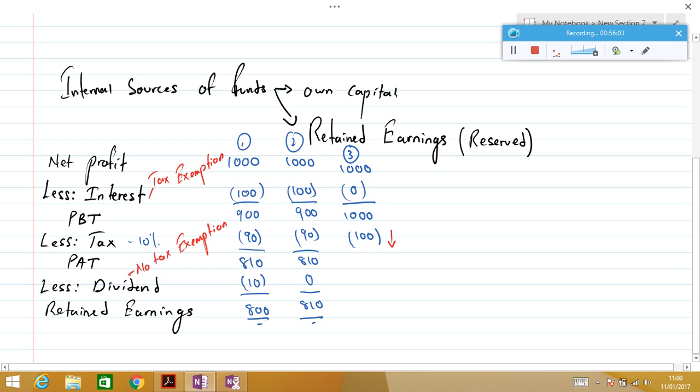So you cannot claim. Here we can claim. That's why it comes before the what? Tax. That's why we can claim before tax. Here we cannot claim. That's the problem. So that's why most of the companies won't pay what? Dividend. That's one of the reasons.